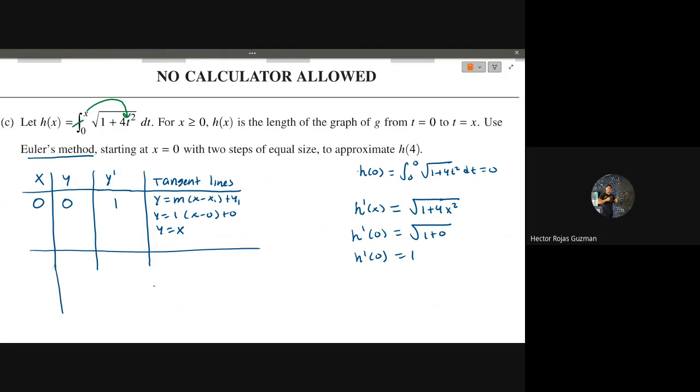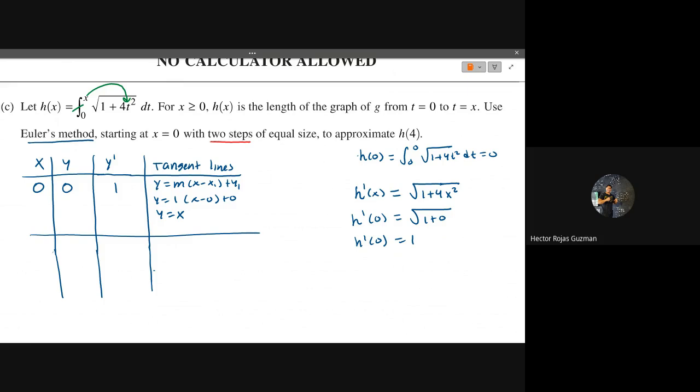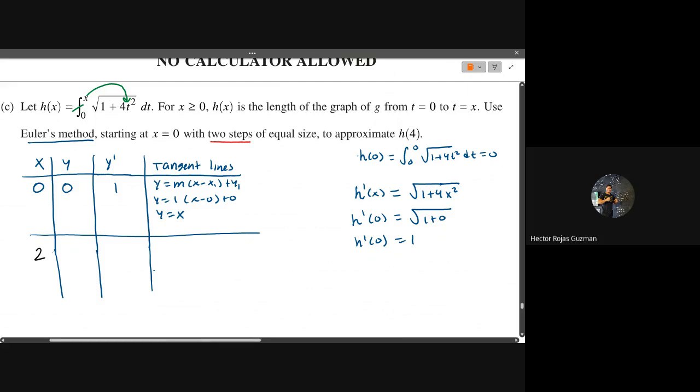Now, we want to take 2 steps to get to 4. So my next step would have to be 2. That's my next x value, 2. Do I know my y value? No, I don't. But that's what the tangent line is for, right? To get the new y value. So you plug in the 2 and you get your new y value.